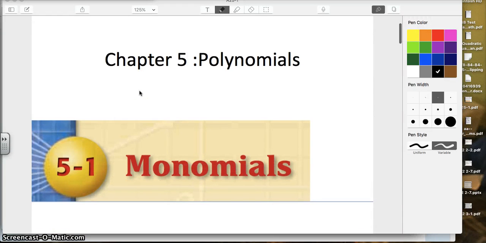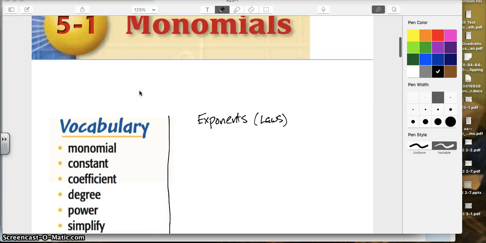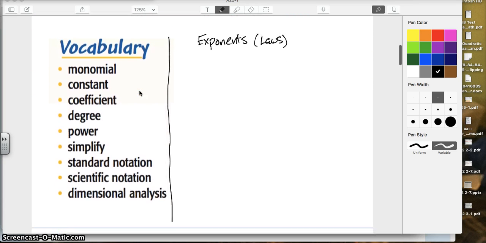Hey, we have finally reached chapter 5. We're looking at polynomials. Section 5.1 will be about monomials. We have a large number of vocabulary words to talk about, but before we even do that, we need to talk about exponential laws. Hopefully this is a review. If not, make sure and take some notes.